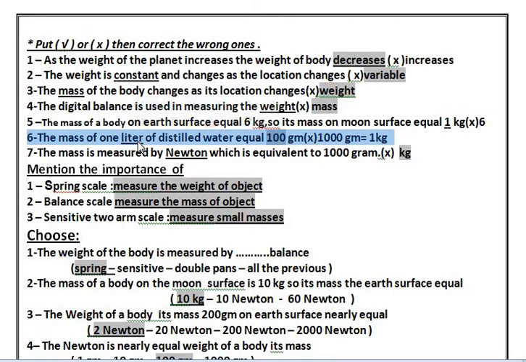Number 6. The mass of 1 liter of distilled water equal 100 gram. لا, liter of water equal 1 kilogram or 1000 gram. Because 1 kilogram equal 1000 gram equal liter of water. 7. The mass is measured by Newton, which equivalent to 1000 gram. No, the mass is measured by kilogram, not Newton.